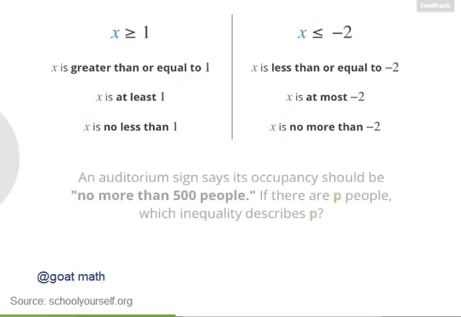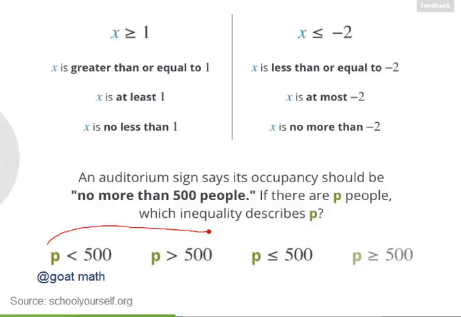Try an example. Suppose a sign in an auditorium says that it can fit no more than 500 people. If we say there are p people in the room, then which of these is the correct inequality for p?